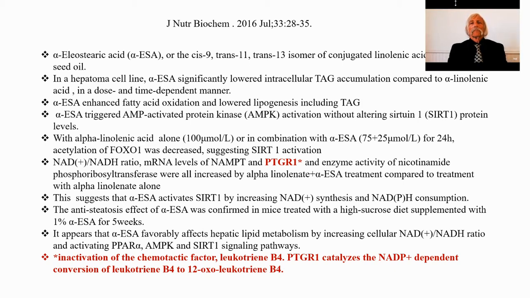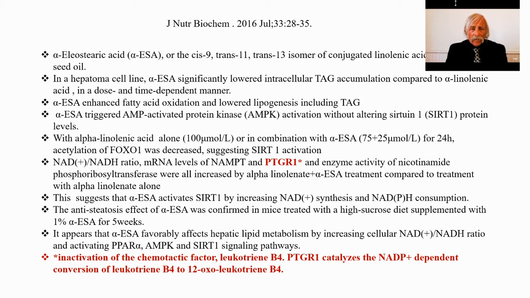Okay. In hepatoma cell lines, this paper is going to tell us, this alpha-eleostearic acid significantly lowered intracellular triacylglycerol accumulation compared to using a control fatty acid, which is alpha-linolenic acid. That's a 9-12-15. Those are non-conjugated double bonds, and those are all cis.